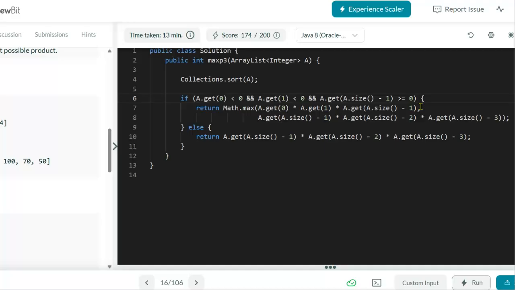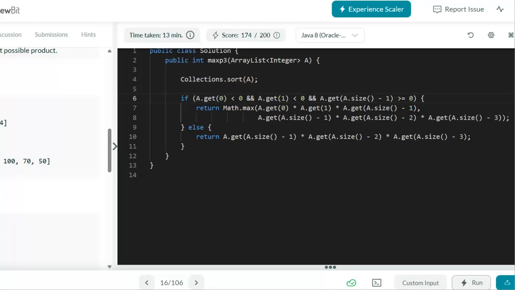And we also have to consider just multiplying the three biggest numbers. The number at size -1, size -2, and size -3. Which one is bigger?